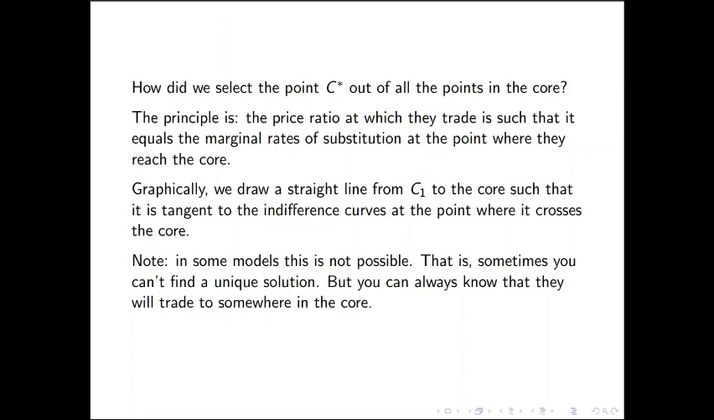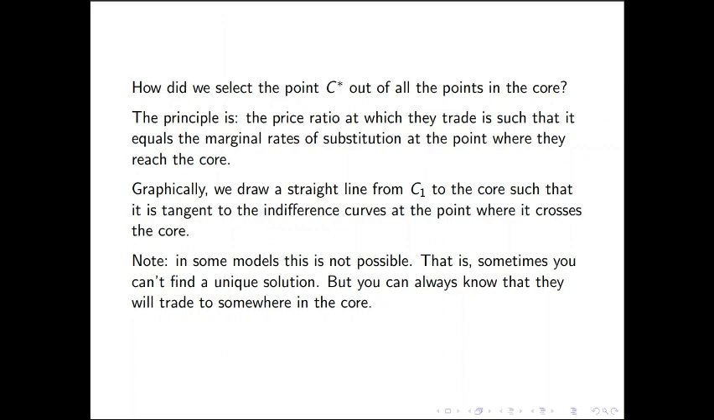Before I end this video, I want to say something about how we found the point C star. So I had already concluded that the solution must be in the core. It must be on the blue line in the Edgeworth box. But now we have identified one of those points on the blue line, and we say that this is the unique solution. How can we argue this?